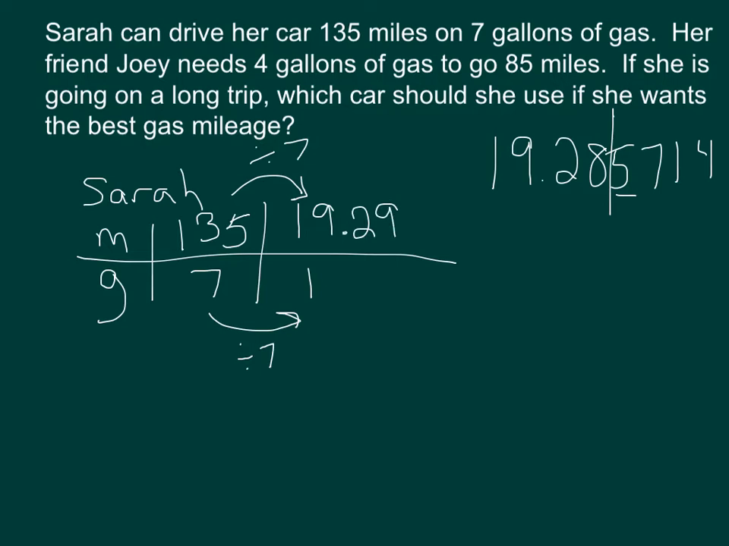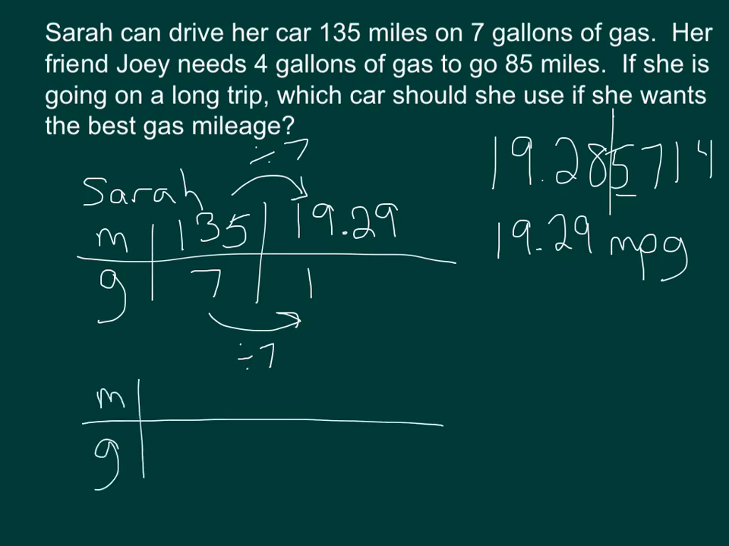So that's 19.29 mpg, or miles per gallon. Now we have to figure out Joey. For Joey, it's still miles and gallons, but notice the order is written differently. This time it says 4 gallons of gas to go 85 miles.